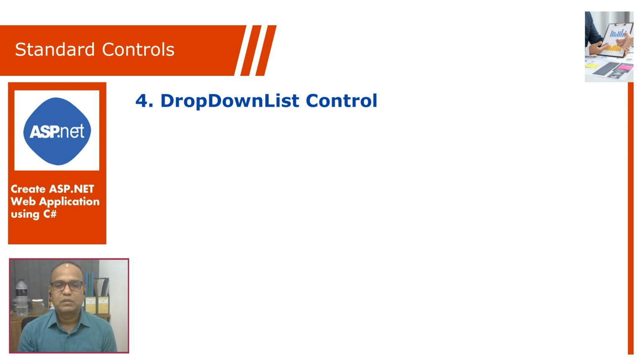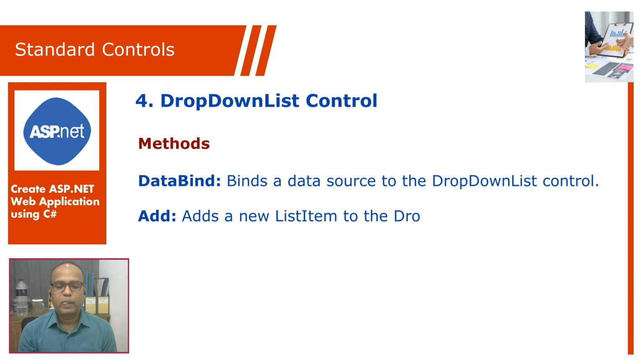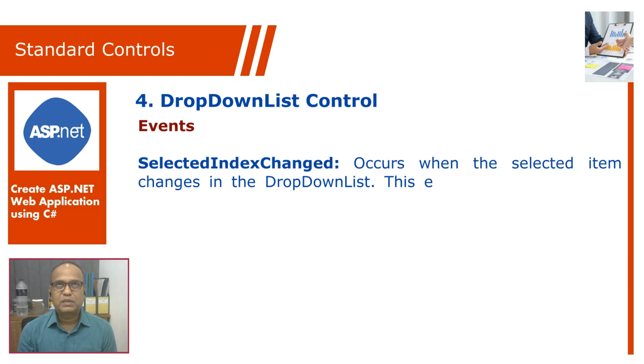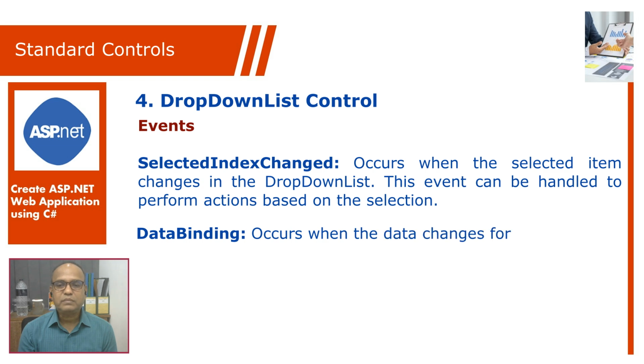Methods. Data bind binds a data source to drop-down list control. Add adds a new list item to drop-down list. Events. Selected index changed occurs when the selected item changes in the drop-down list. This event can be handled to perform actions based on the selection. Data binding occurs when the data changes for the control.